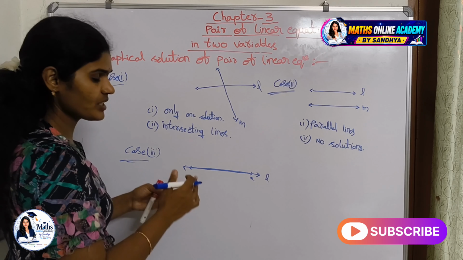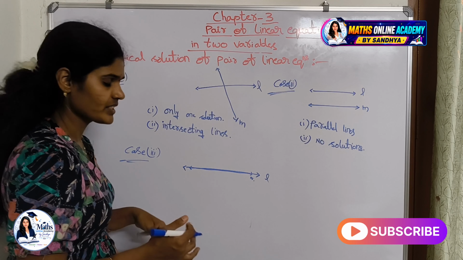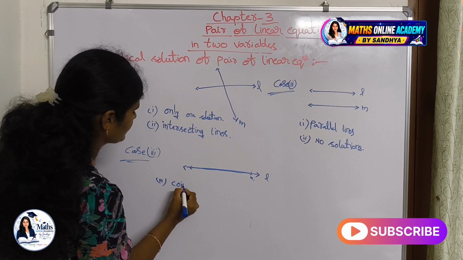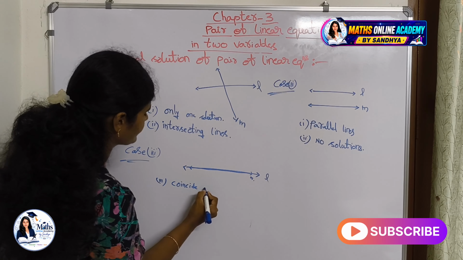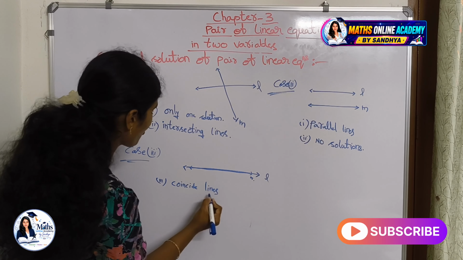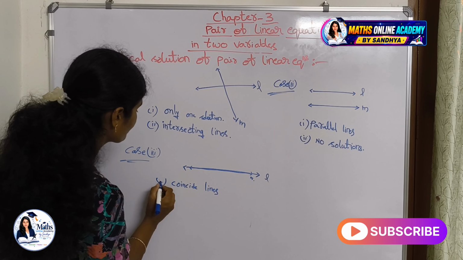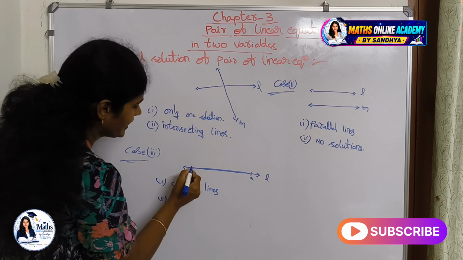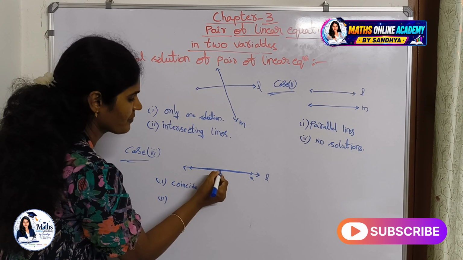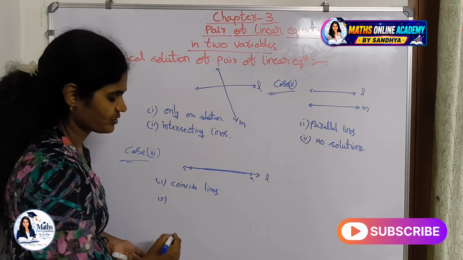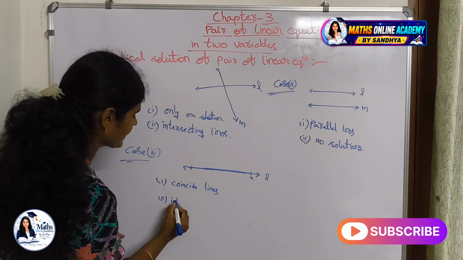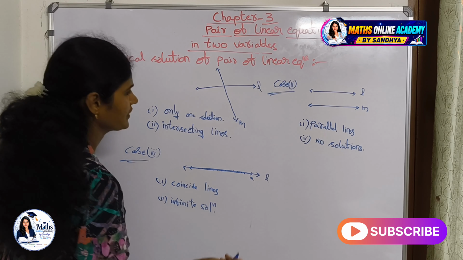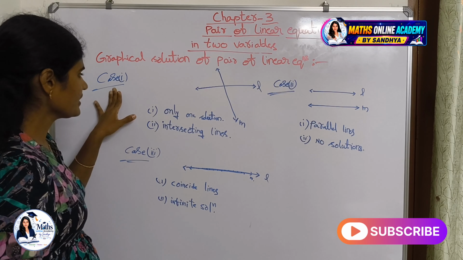Coincide means those are coincide lines. Okay, coincide lines means how many solutions? Infinite solutions. Each point is a solution. So, infinite solutions. This is case 3.